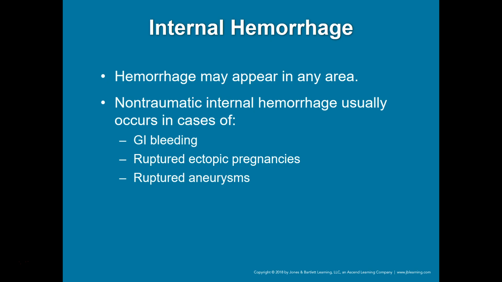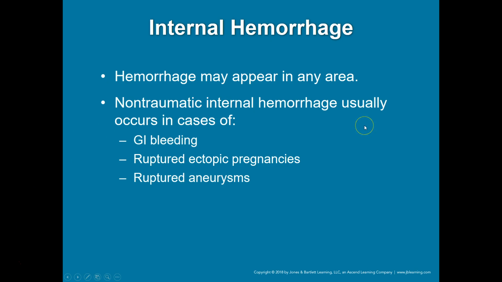And then obviously ruptured aneurysms. If you have an artery that has a weakening in it to the point where it ruptures, especially an abdominal aortic aneurysm, it's going to be extremely time sensitive and they're going to need surgery pretty quick.